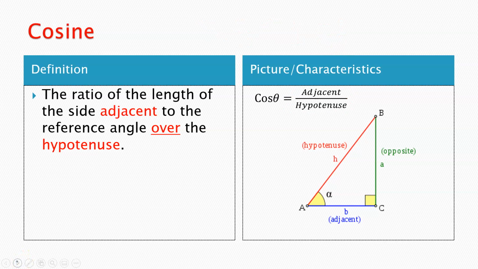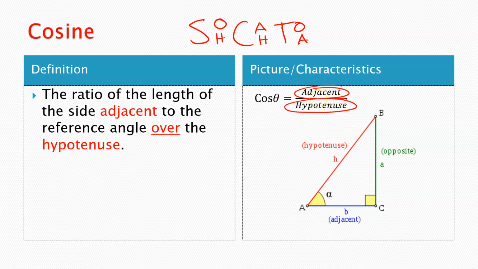Sohcahtoa. All right, cosine. The next one, the ka part in Sohcahtoa. Let me write that one more time. Cosine. We normally use just cos, but it's the ratio of the length of the side adjacent to the reference angle over the hypotenuse. That's a lot to take in. All it's basically saying is it's comparing your adjacent value over the hypotenuse value. And again, that is the ka part in Sohcahtoa. So you see that A over H, your adjacent over your hypotenuse.